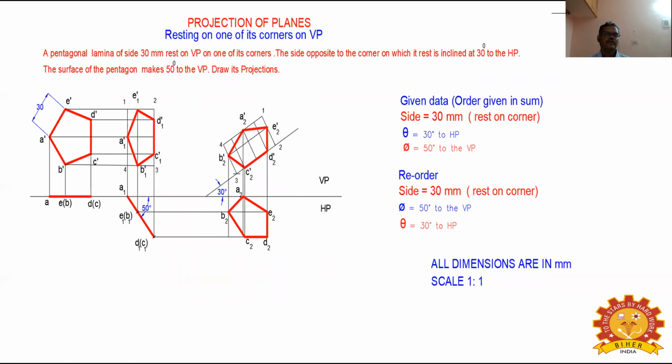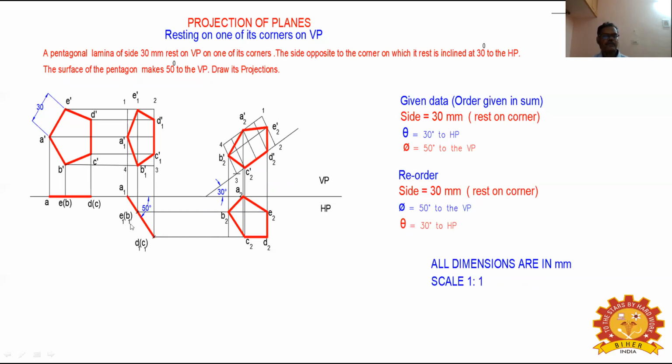Now similarly, it is resting on one of its corners on VP. The procedure is the same, like the previous sum. The only difference is you have to change the position of the pentagon. Because A is the resting corner, I draw this A point as a corner point and draw the pentagon, mark as A dash, B dash, C dash, D dash, and E dash. And from A dash draw a projection line, mark as A1, E of B, D of C.